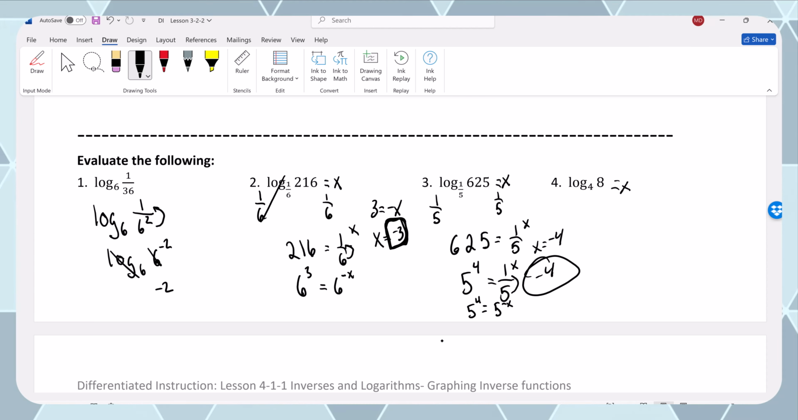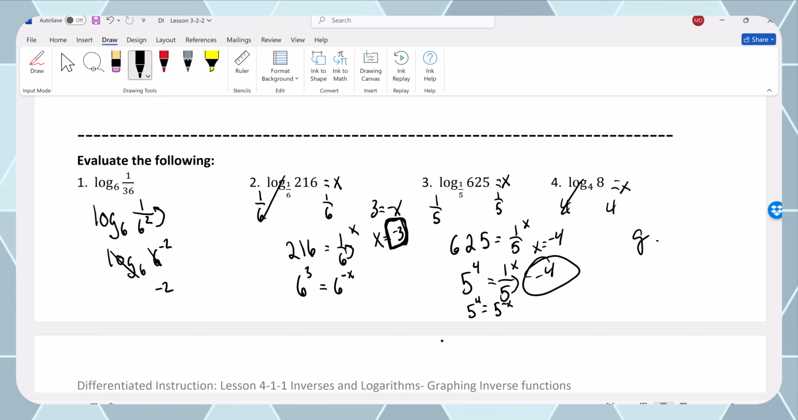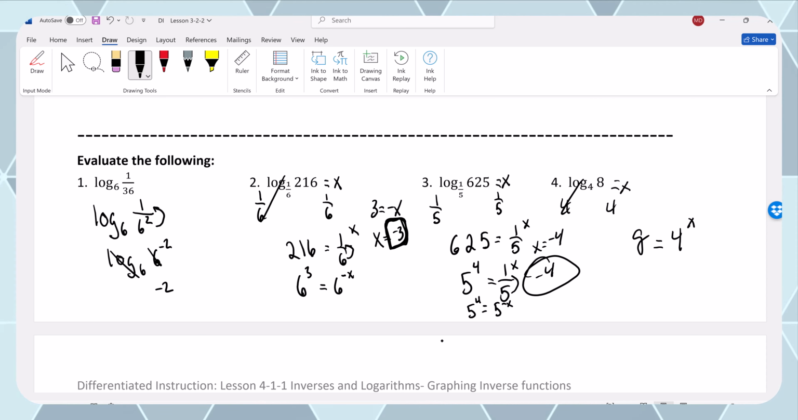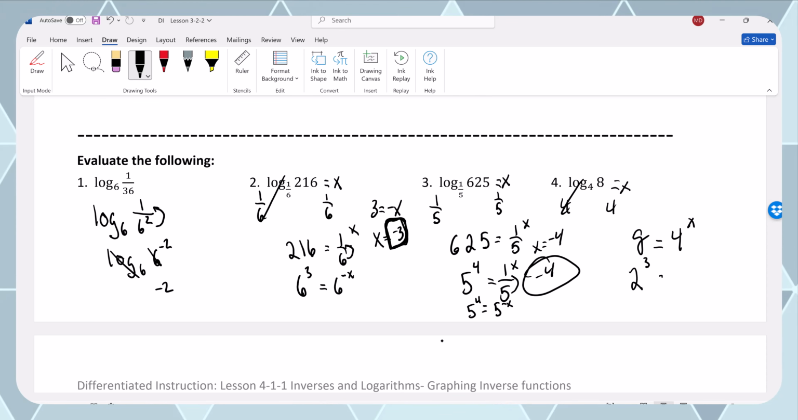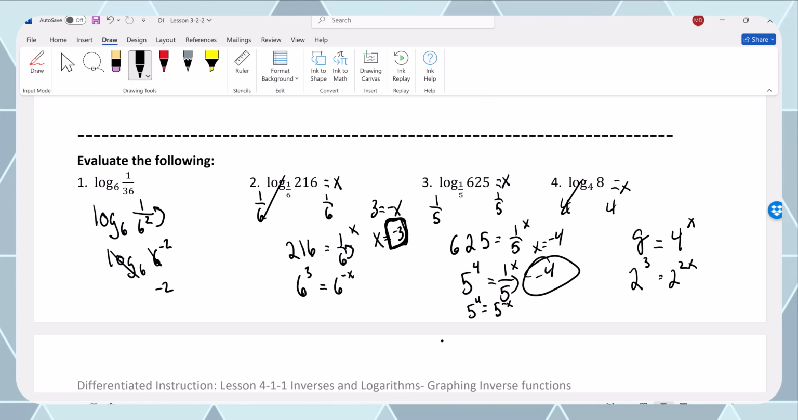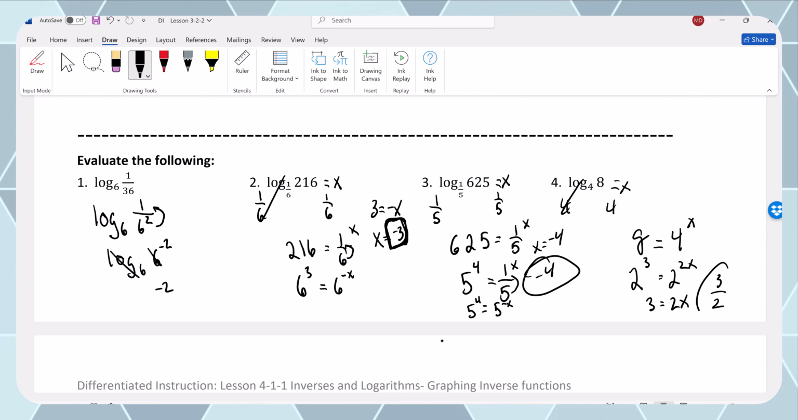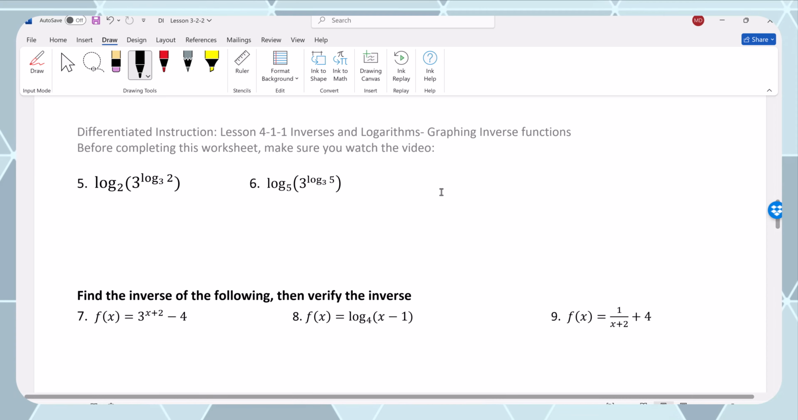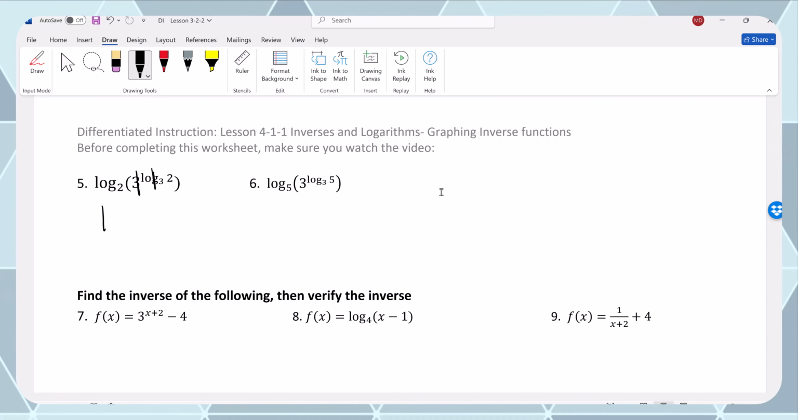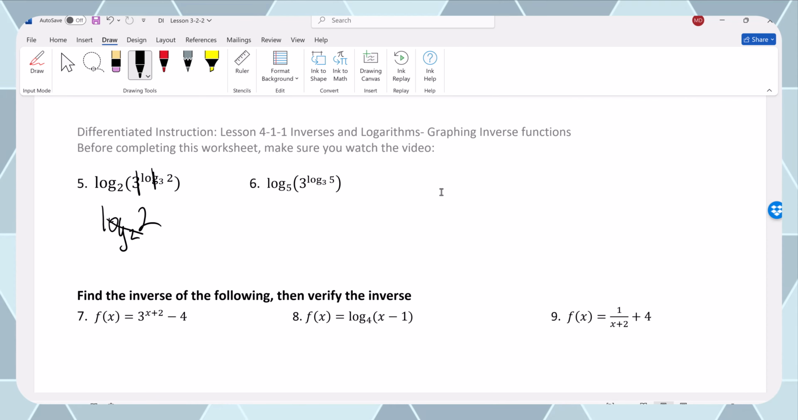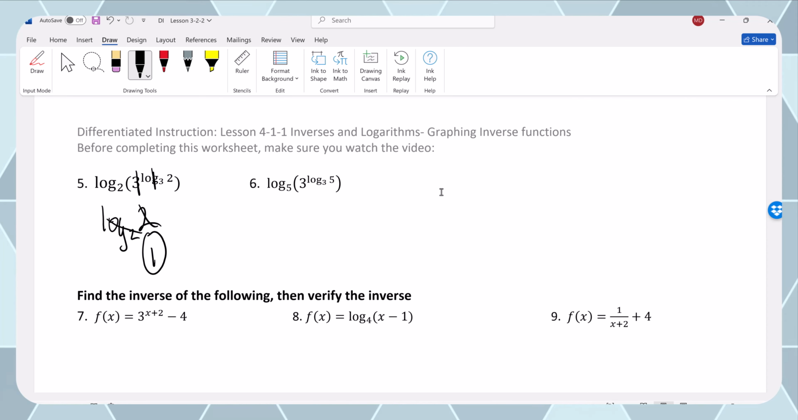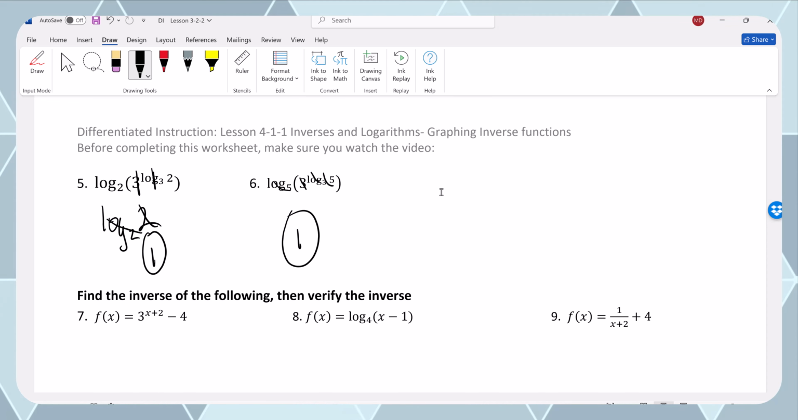Set it equal to x, take base 4 to both sides because that cancels out. So we're converting it into an exponential equation. So 8 equals 4 to the x power. So that's 2 to the third. It's 2 to the 2x. So that's going to be 3 halves. Now for this one, the base 3 and the log 3 cancel out. And then the log base 2 and the 2 cancel out, and so I'm left with 1. Likewise here, those all cancel out, and so you're left with 1.